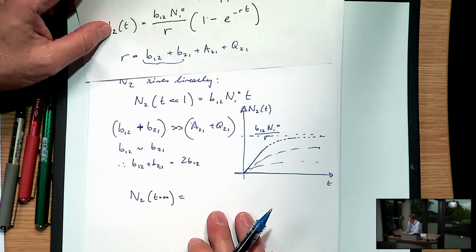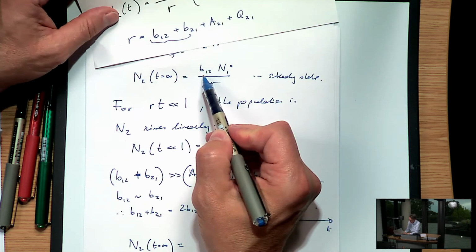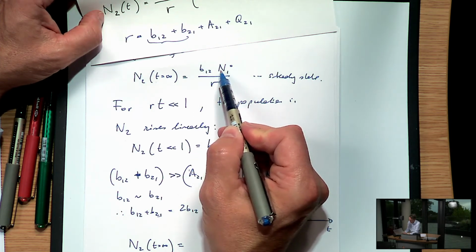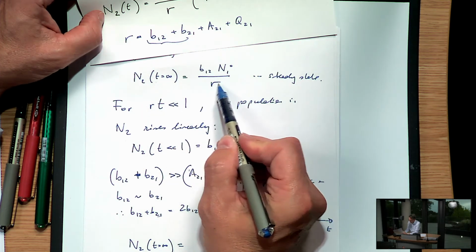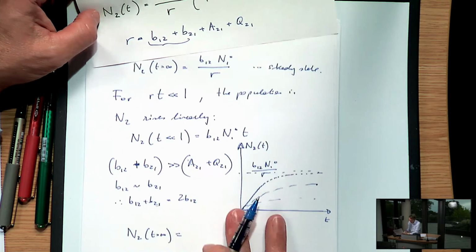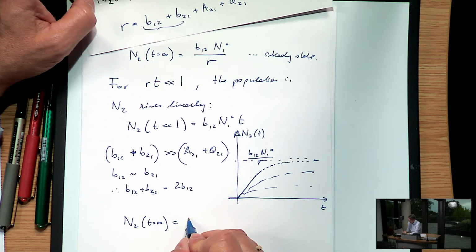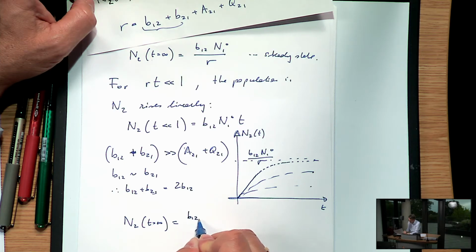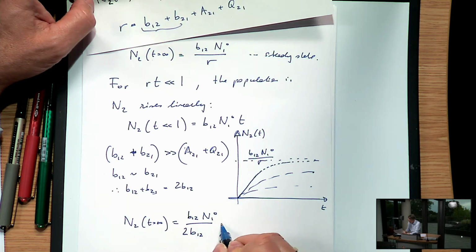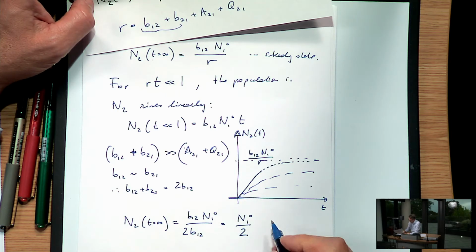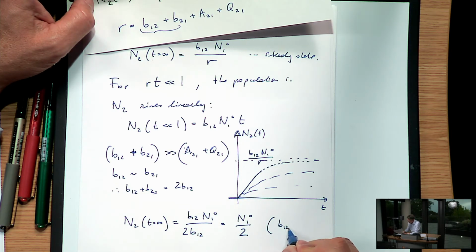So if I put this into the steady state solution, I get B12 N1 naught divided by 2B12, right? Down here, we ignore these factors because they're small. So essentially what I end up with is B12 N1 naught over 2B12, which is equal to N1 naught over 2. And this is for B12 plus B21 much greater than A21 plus Q21.